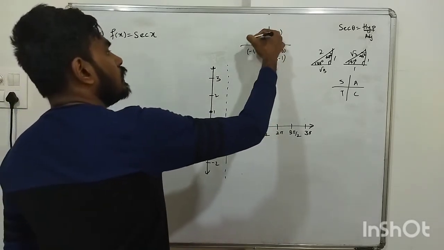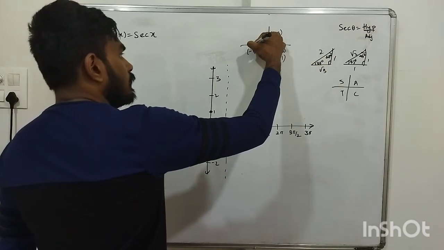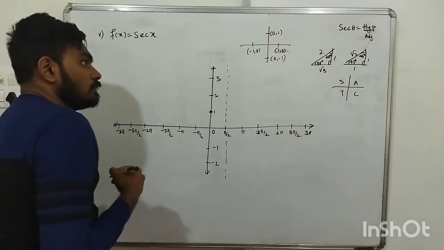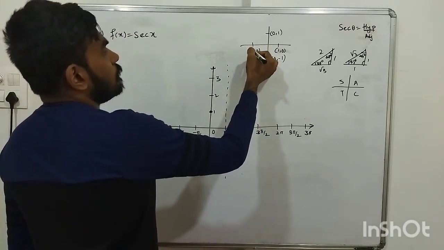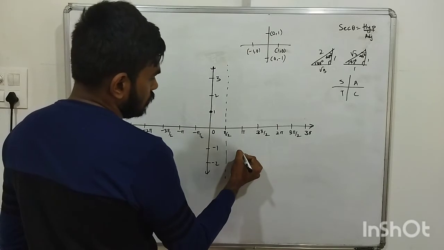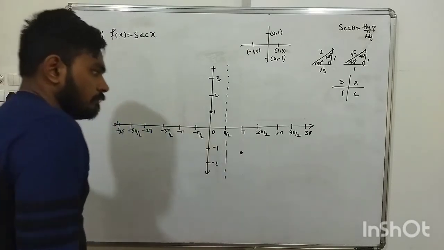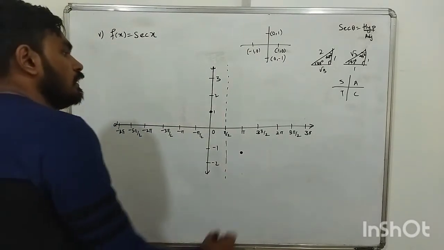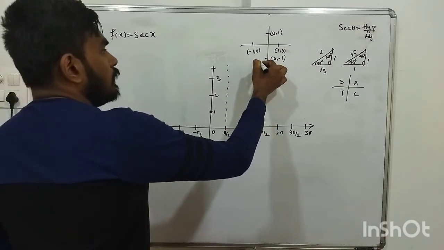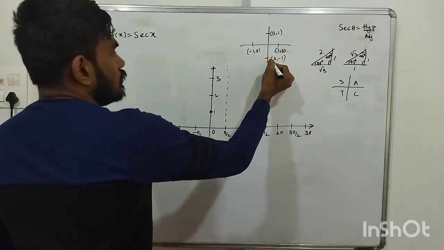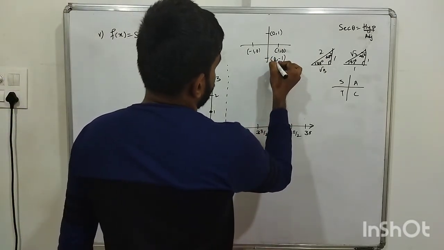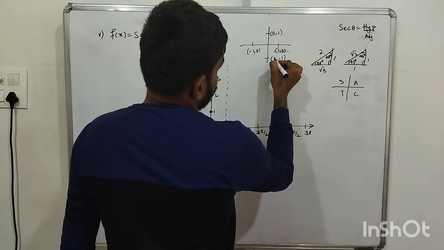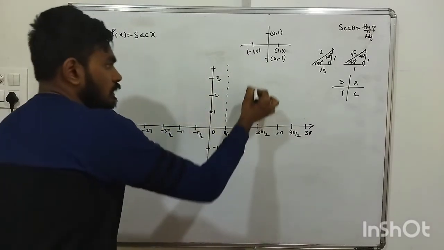Similarly, sec of 180 degrees is 1 upon cos of 180 degrees. Cos of 180 degrees, that is cos of pi, is minus 1. 1 upon minus 1 is minus 1, so it will be somewhere here, correct? Then again, at 3 pi by 2, that is cos of 270 degrees, cos of 3 pi by 2 is 0. So sec of 3 pi by 2 is 1 upon 0, which is infinity again.